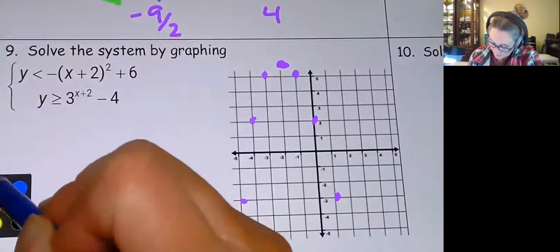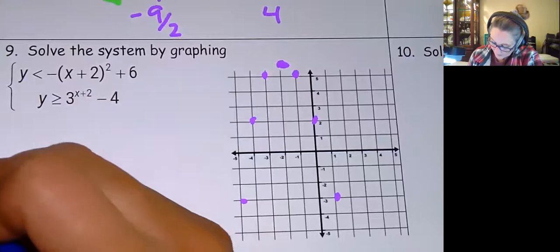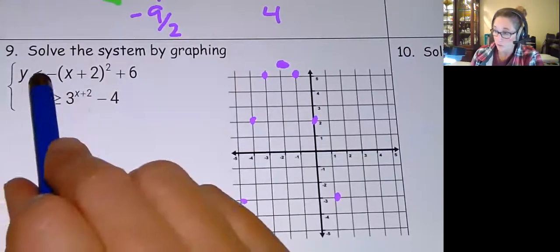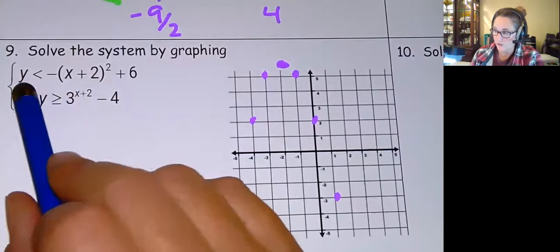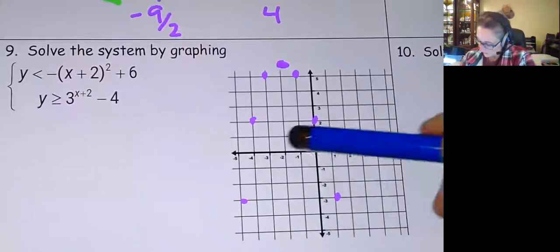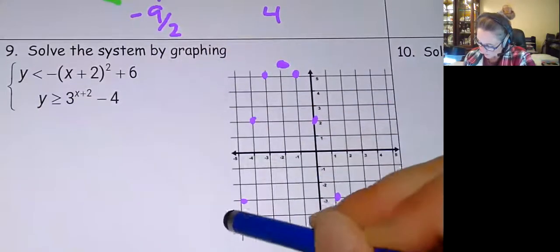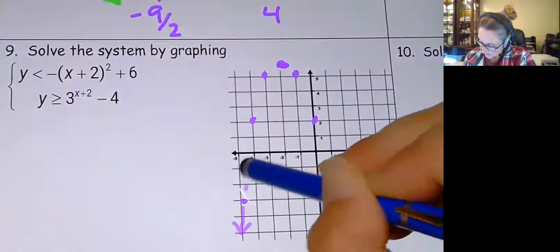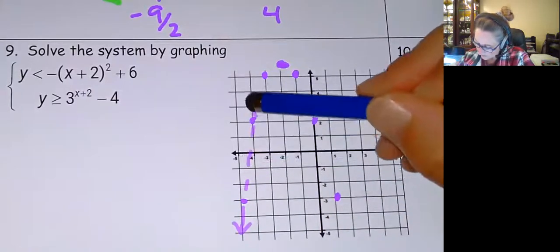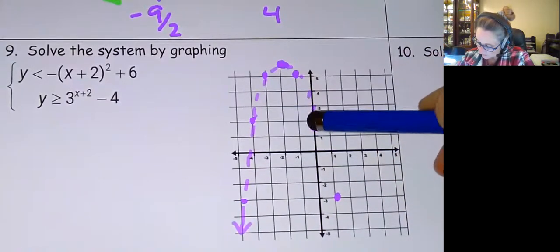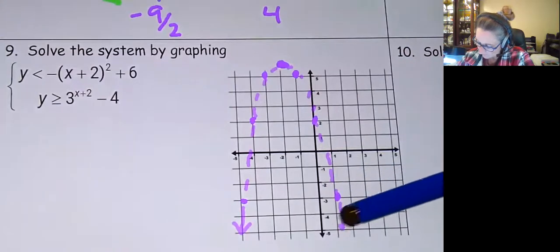And then I'm going to connect. And when I connect, I want to pay attention to dash or solid. Because there's no equal there, it's going to be dashed. So that means that the values on my parabola are not solutions. It's just going to be kind of a boundary.